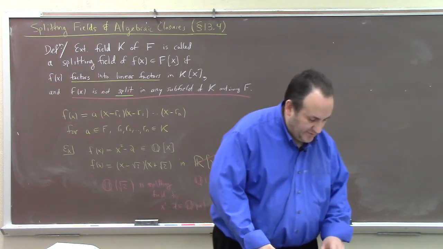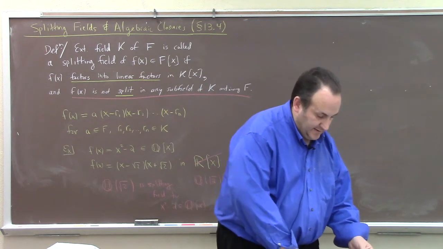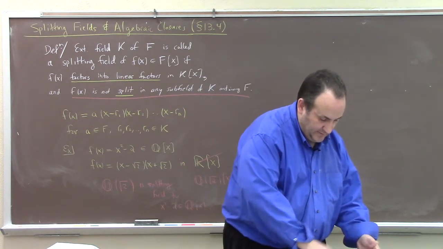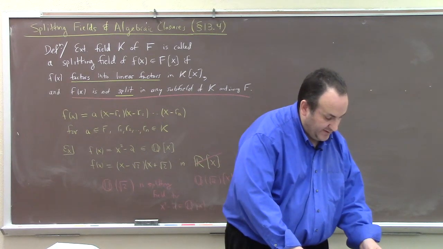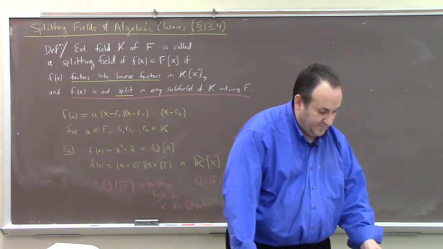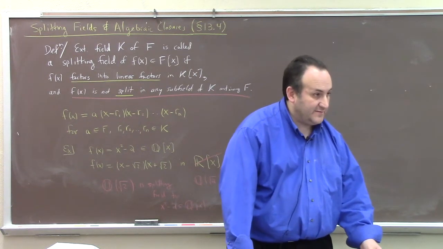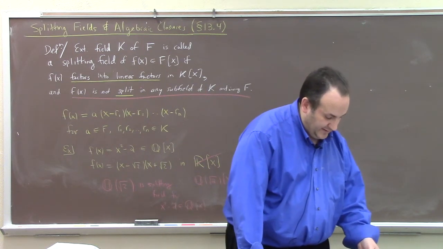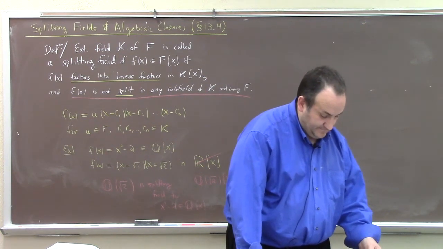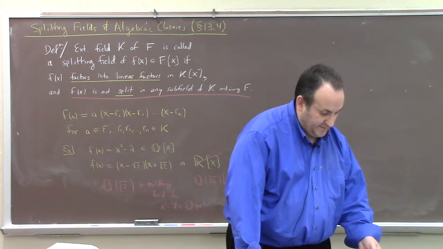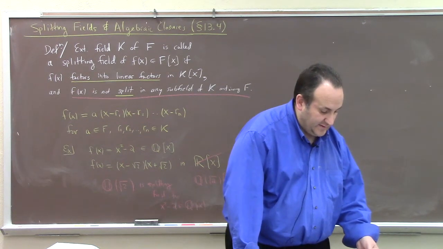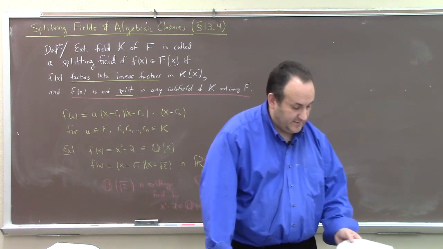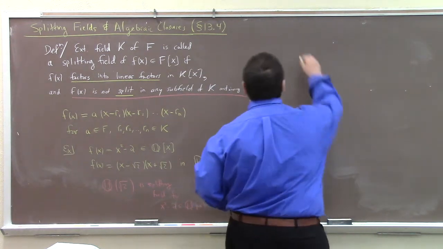Proposition 30, I believe. It says, for any field F, there exists an algebraically closed field K containing F. I'll say that again. For any field F, there exists an algebraically closed field K containing F. Proposition 30.